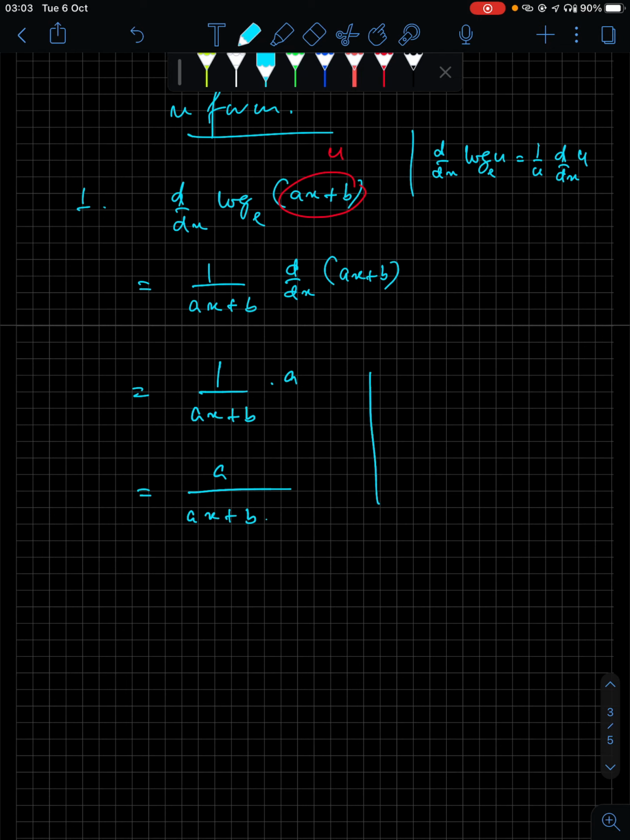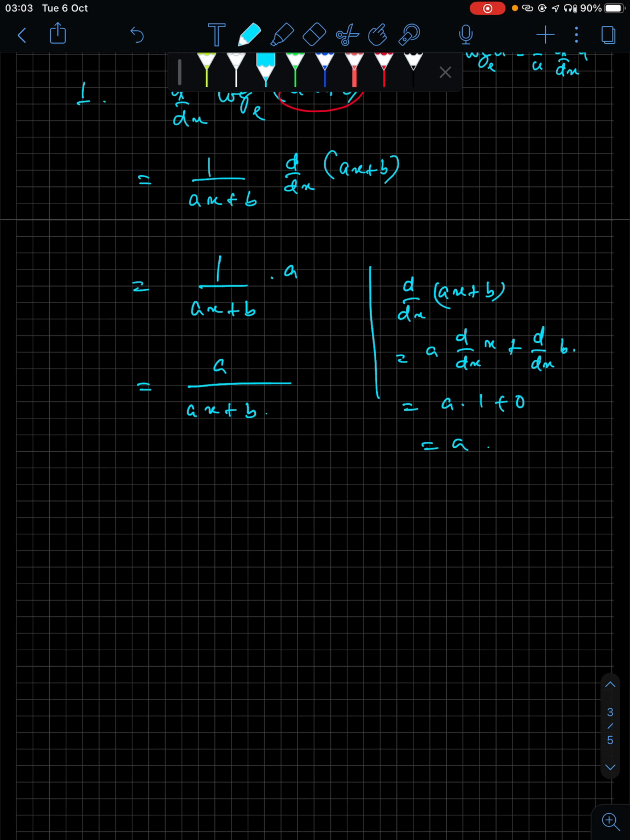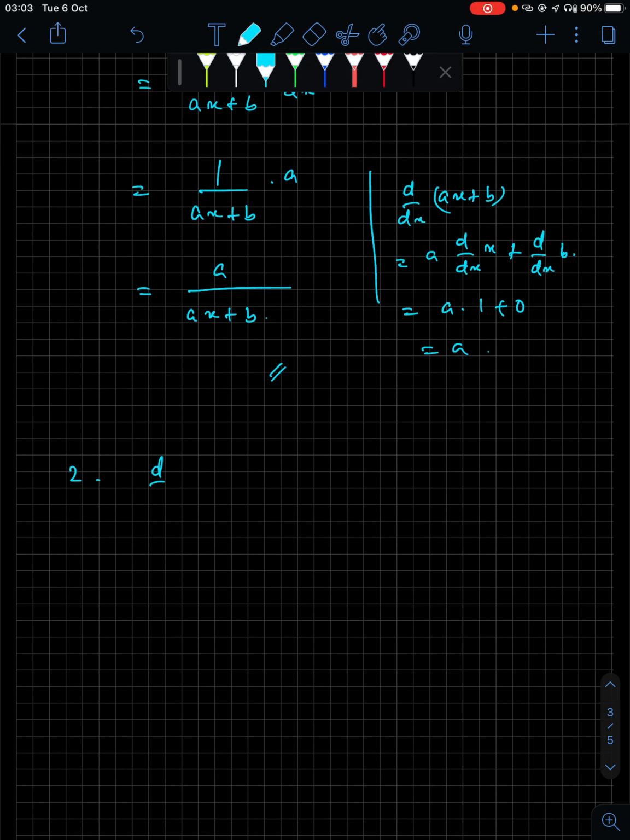In the side note, I am showing ddx of ax plus b. This is a ddx of x plus ddx of b, which is 0, right? So a into 1 plus 0, and your answer is a here. So I hope this is clear. Question number 2, ddx of log 4 by x.